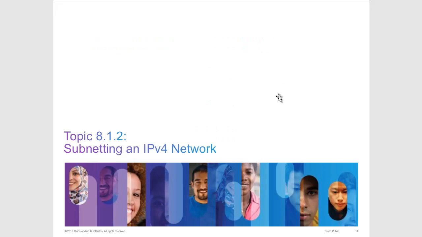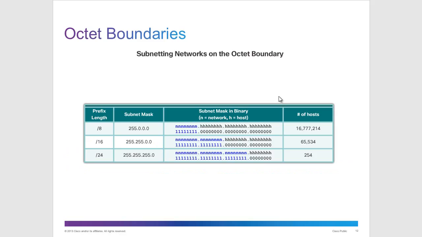So we get into subnetting the IPv4 network. This slide refers to subnetting networks on the octet boundary. When you're given a subnet mask of some sort, it's going to be all 255s up to some point, whether it's 8 bits turned on, which would be 255.0.0.0, 16 bits turned on, or 255.255.255.0, the /24, which does make things a little bit easier when you're only working on this last octet here. That's going to be the easiest situation.